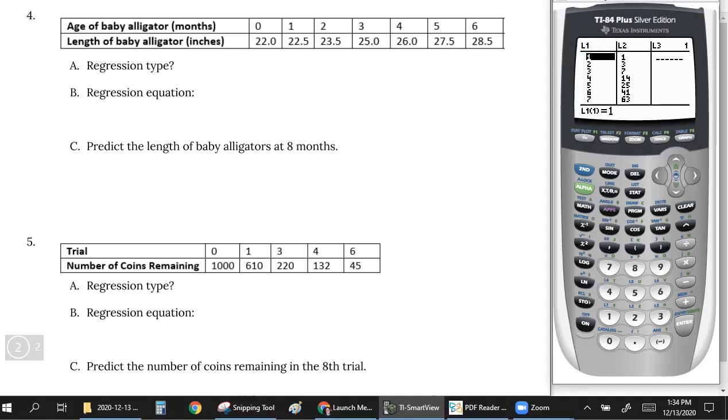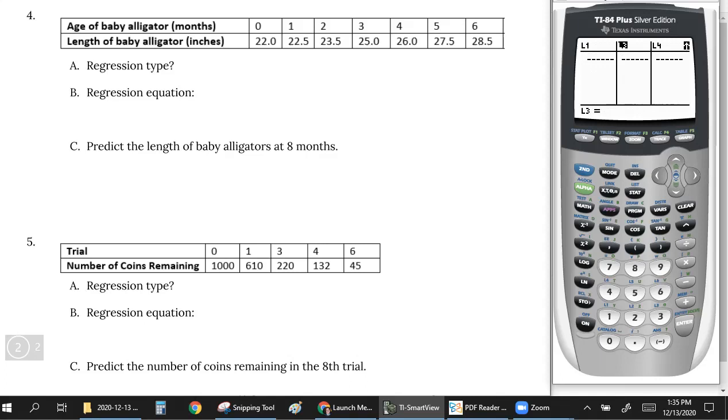To clear that out, I can put an arrow up to the L1 and hit clear and then enter, and that will clear out my entire list. Notice I hit the clear button. If I hit delete, this is what happens. The list is gone. If you do that by accident, you can insert your L2 list again.